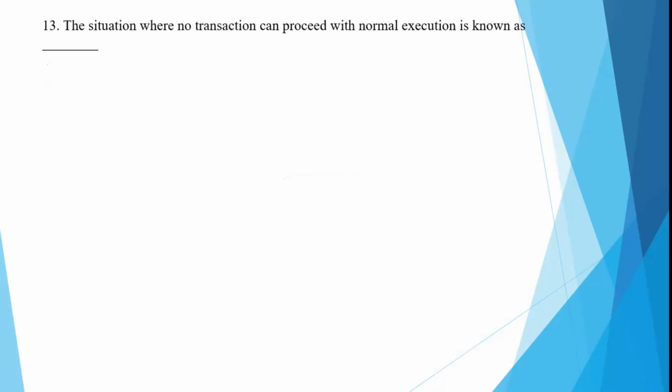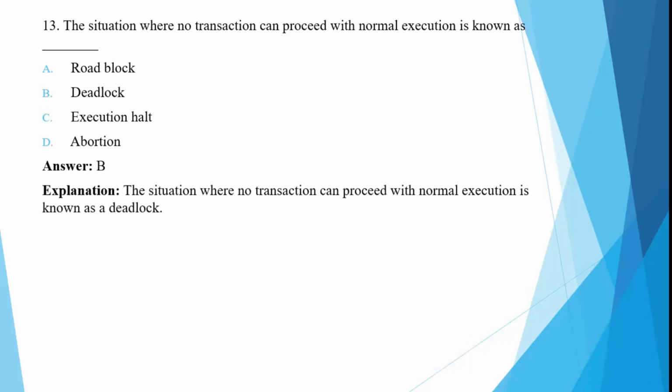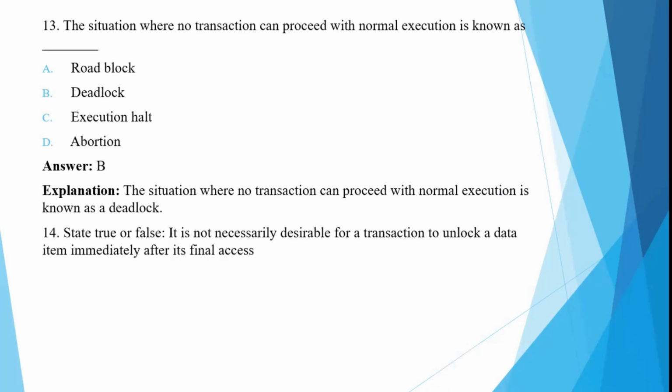Next one, the situation where no transaction can proceed with normal execution is called as dash. First one, that is rollback. Next one, that is deadlock. Next one, exclusion, halt. And the last one, that is abortion. Okay. And the right answer is B, that is a deadlock. The situation where no transaction can proceed with normal execution is called a deadlock.